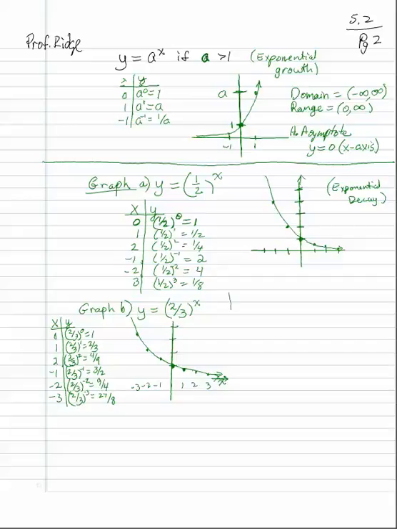All right, so in general, just like we did with the other one, if y equals a to the x, and a is between 0 and 1, we get the exponential decay. And again, just do the 3 points. So we're going to do 0, 1, negative 1. And a to the 0 will be 1, a to the 1 will be a, a to the negative 1 will be 1 over a. But remember, think of that as the reciprocal.